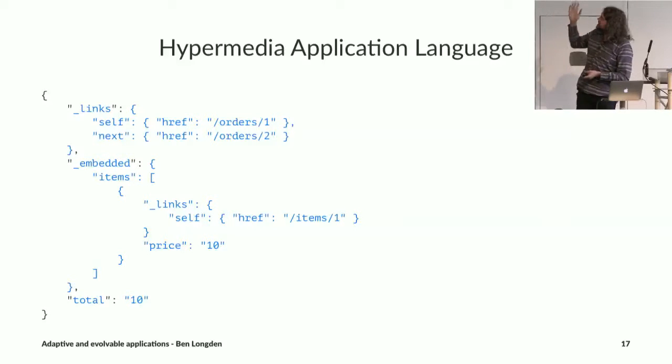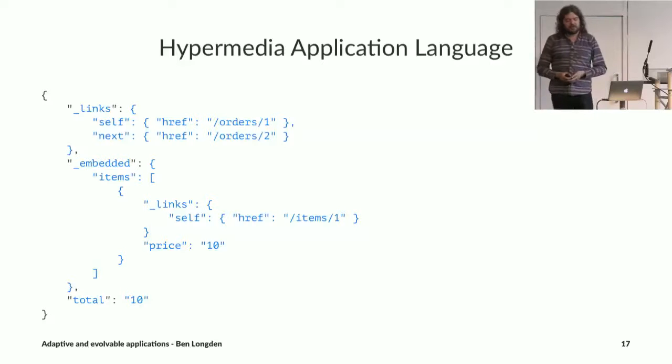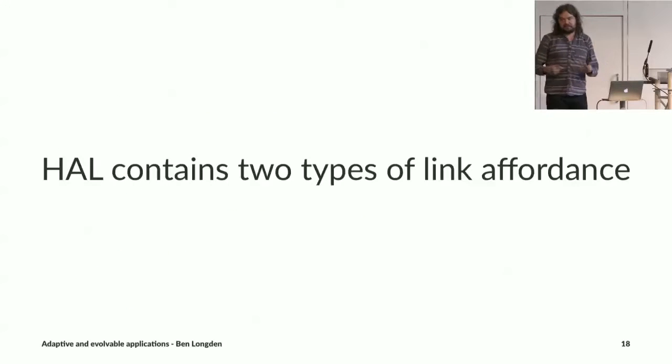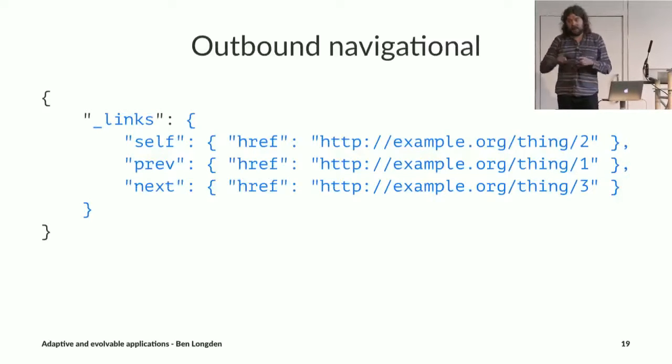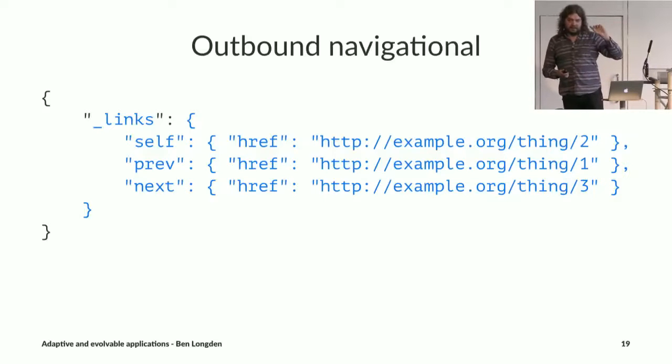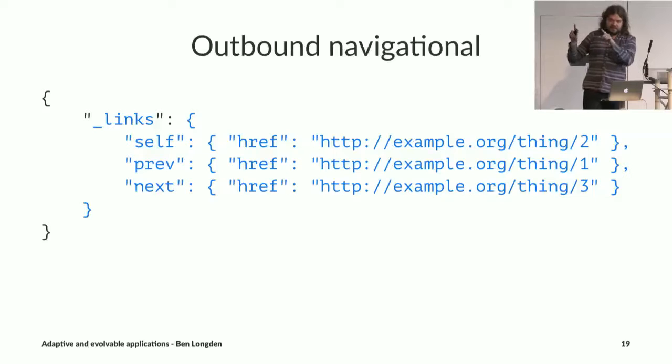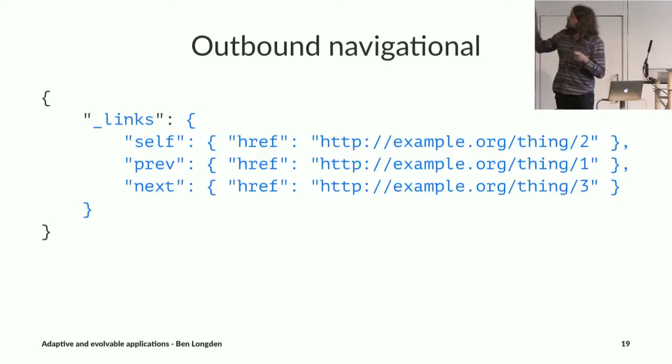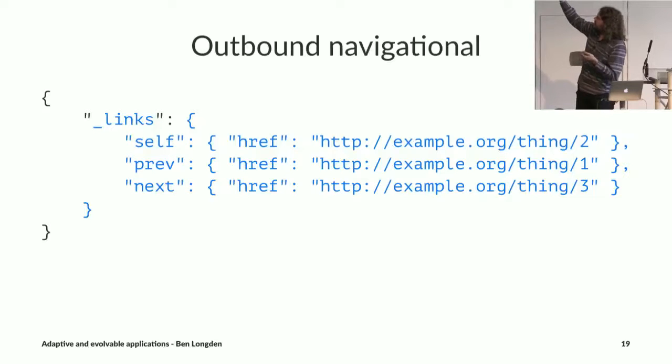So this is an example of the Hypermedia Application Language, or HAL, as it's more affectionately known. This is a standard, and HAL actually contains two different types of link affordance. We have outbound navigational links, where to go next, which you can see here. It's basically just a JSON representation. The standard says that all the links are defined as these particular types of object. You can see self, prev, and next on the left-hand side. Those are the link relations, what that link actually means, and then where to go on the other side.